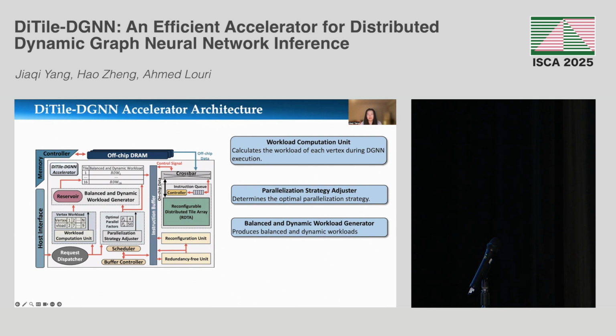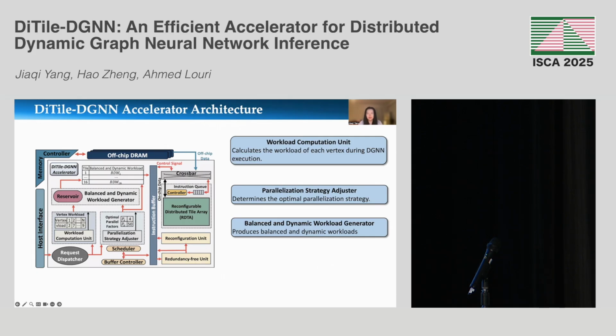It dynamically feeds per tile workload into the execution pipeline. Before sending data to the compute tiles, we apply our redundancy-free unit in step 6 to eliminate unnecessary computation and communication by reusing results from previous snapshots. Now the system is ready for execution.